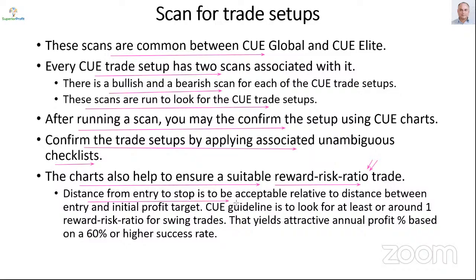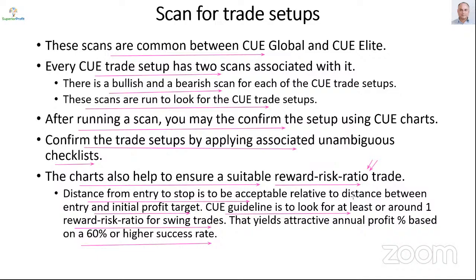Distance from entry to stop is to be acceptable relative to the distance between entry and initial profit target for swing trading. Q guideline is to look for at least or around 1 or more. Of course, more is better. At least or around or greater than 1 reward risk ratio for swing trades. That yields attractive annual profit percentage based on a 60% or higher success rate.